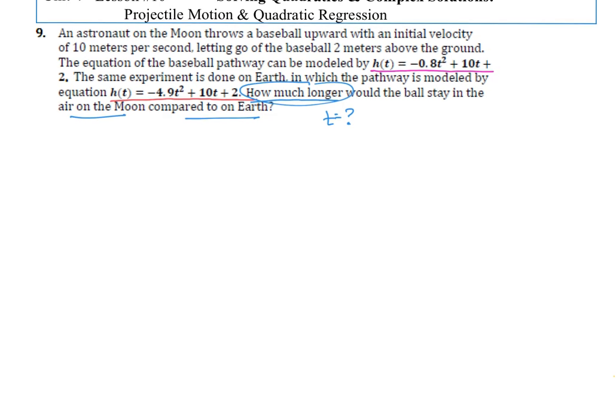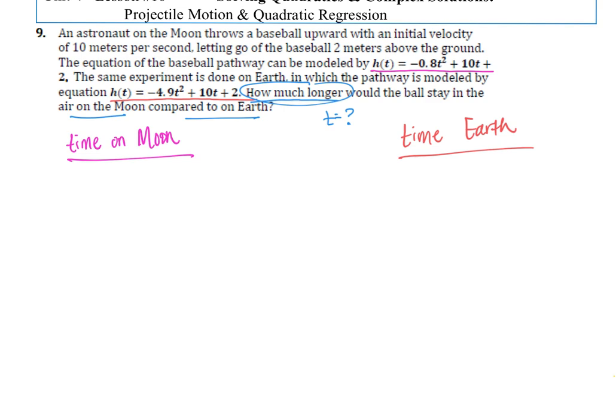So for each equation, we're going to set this up in two different ways. We're going to have to find out how long the ball stayed in the air on the moon versus how long the ball stayed in the air on Earth. So we're going to say here, time on the moon, and then over on the right, time it takes to hit on Earth. So we have two different problems.